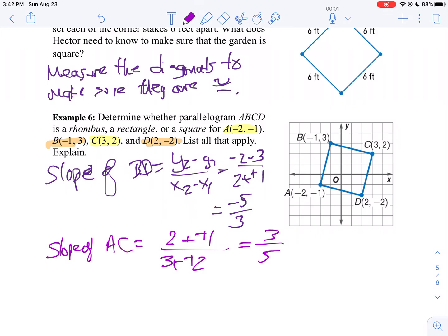Notice these two are opposite reciprocals, which means that those lines are perpendicular. Your diagonals are perpendicular. So if you have a parallelogram with perpendicular diagonals, we know this is a rhombus.